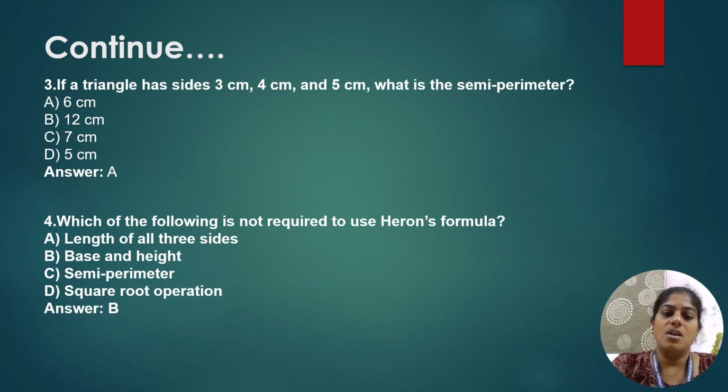Number 4, which of the following is not required to use Heron's formula? Length of all the three sides, or base and height, semi-perimeter, square root operation. What is the thing you do not need? Base and height. With the help of base and height, we cannot do anything by Heron's formula. If you know all the three sides, you can find Heron's formula. So length of all the three sides you should know, semi-perimeter you will be finding, and the root operation. So B is the right answer here.